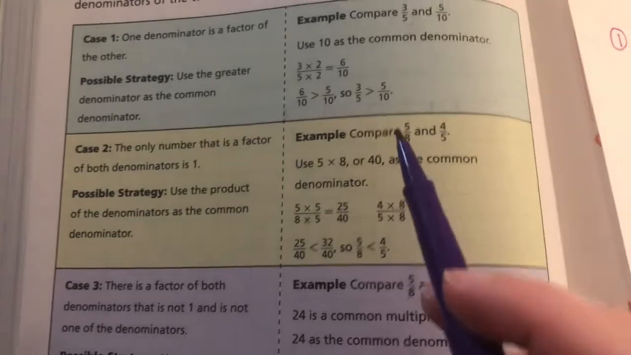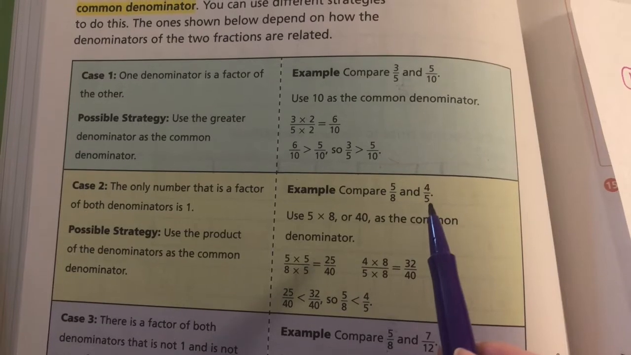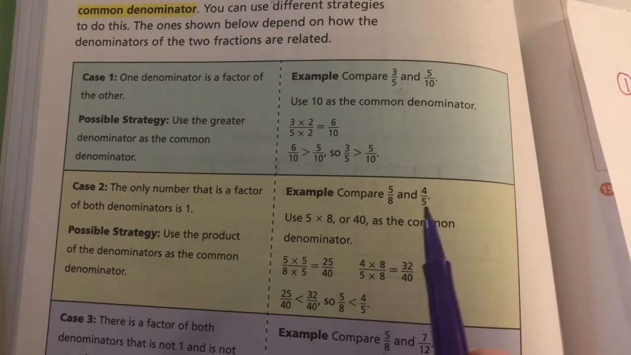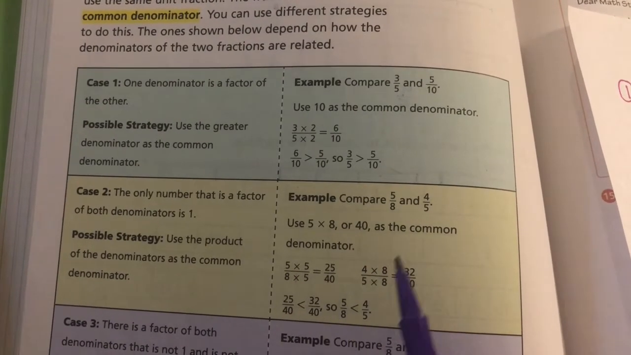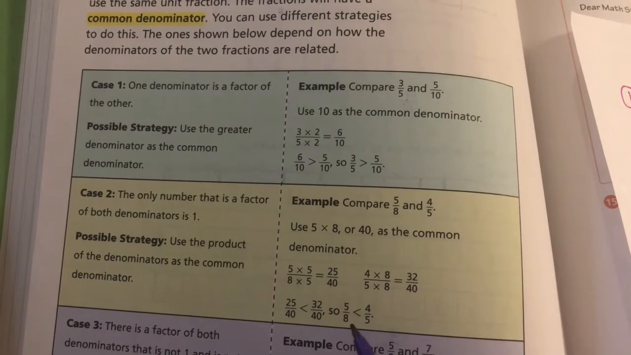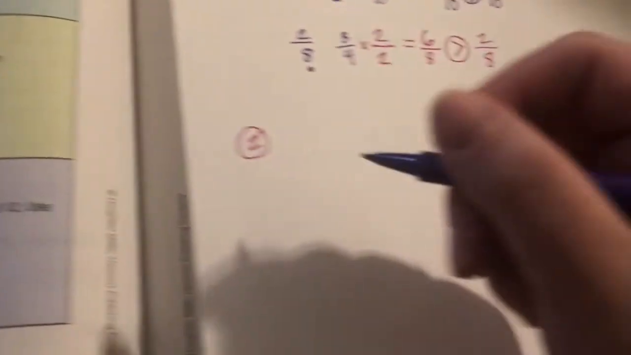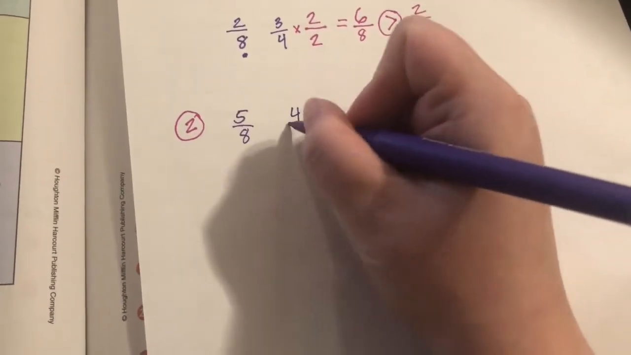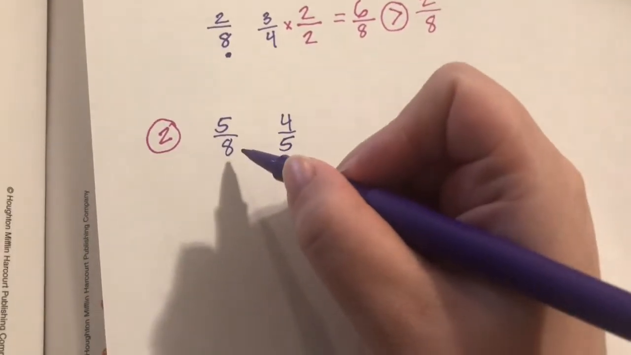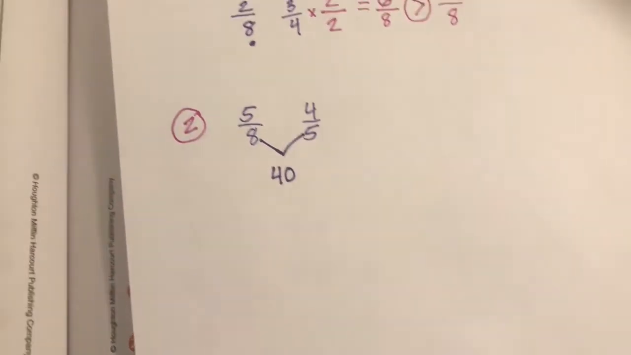Sometimes you have denominators that are completely different, like 5/8 and 4/5. 5 isn't a factor of 8. 8 isn't a multiple of 5. They're totally different, right? So what you're going to do is you are going to change both of these fractions. Let me go ahead and write it here. So we have 5/8 and 4/5. You're going to try to find a denominator that works for both of those numbers. And in this case, I'm going to multiply 8 times 5, and that equals 40, okay?